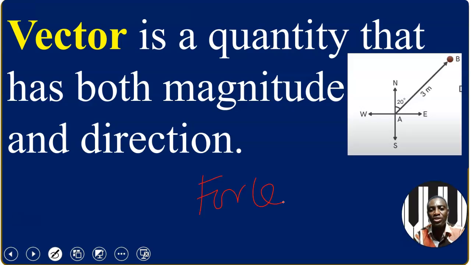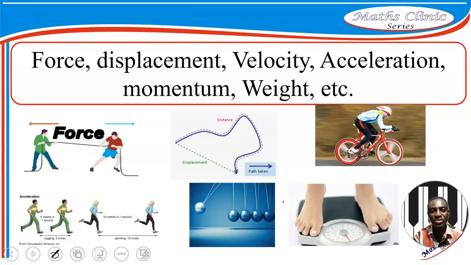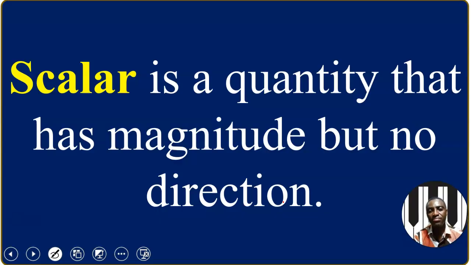Any measurement or any phenomenon that you can measure that has both magnitude and direction is considered to be a vector. For example, we have forces, displacement, velocity, acceleration, momentum, and weight. All these have both magnitude and direction. And so that is vector quantity. Now let's look at scalar quantity. Scalar quantity has magnitude but no direction.